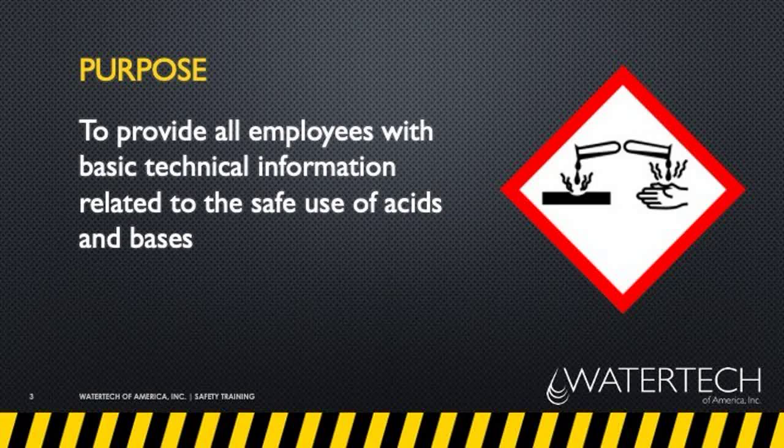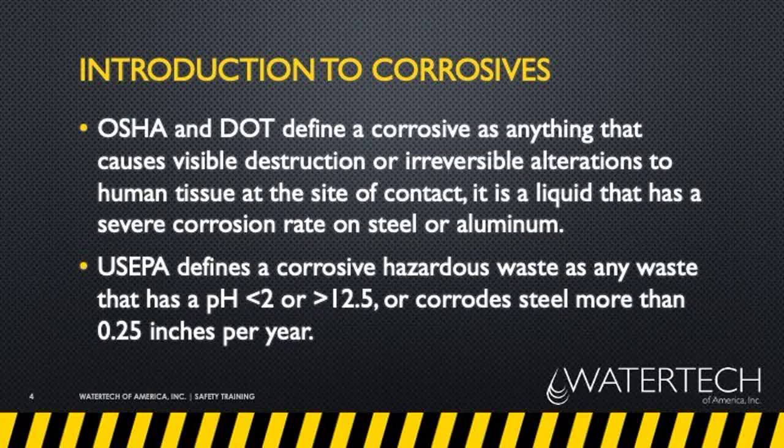with them safely. OSHA and DOT define a corrosive as anything that causes visible destruction to your tissue. Each of these organizations focuses on safety as it relates to different areas. The DOT applies while the products are in transit, or if our drivers get pulled over. OSHA applies when it gets in the plant. And the EPA is focused on environmental issues. The EPA defines a corrosive as exhibiting a pH of less than or equal to 2 or greater than 12.5.